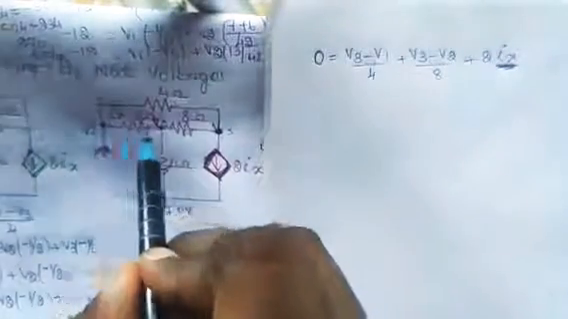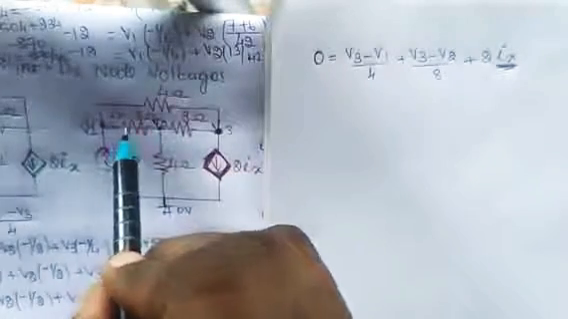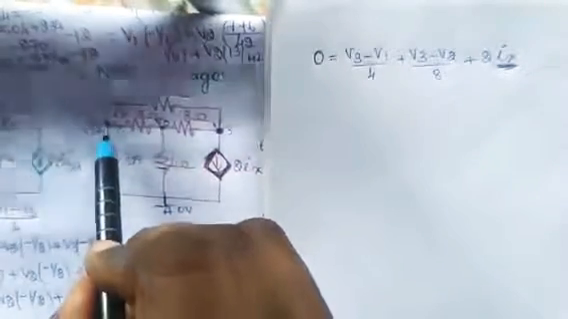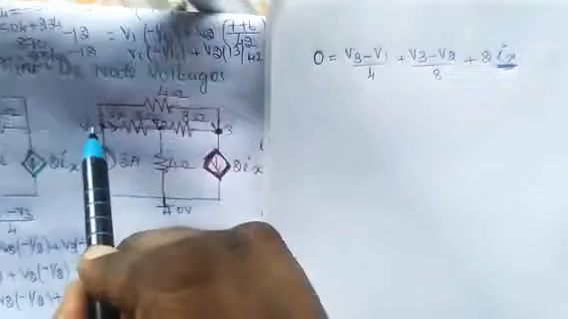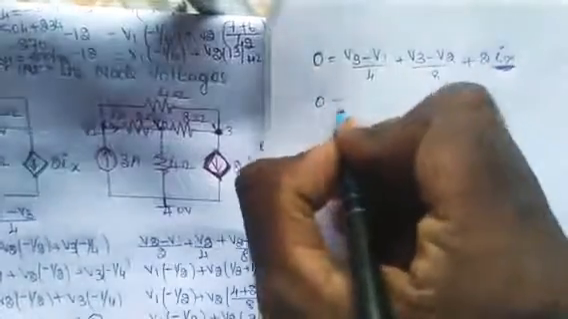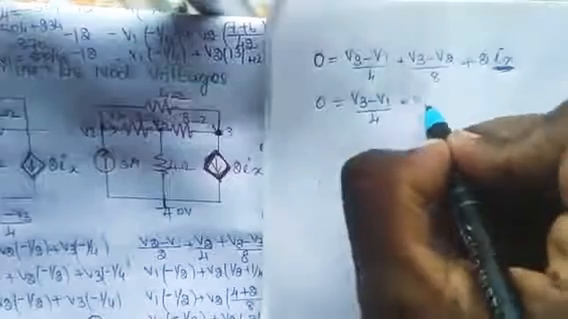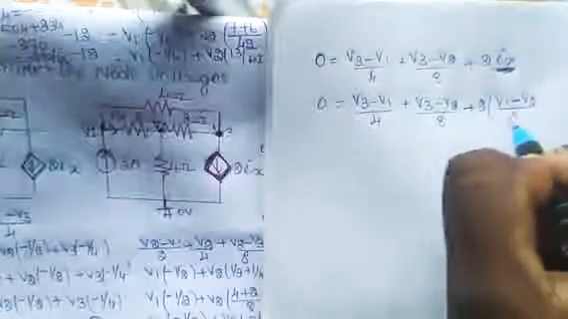What is Ix? Ix is the current flowing through this branch. So current is flowing from higher potential to lower potential because direction is like this. So (V1 minus V2) divided by 2. So we can write 0 is equal to (V3 minus V1) divided by 4 plus (V3 minus V2) divided by 8 plus 2 into (V1 minus V2) divided by 2.